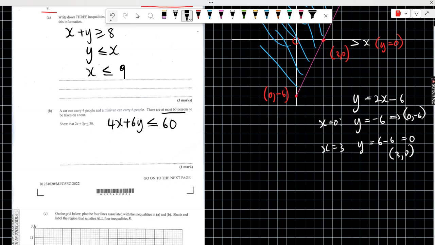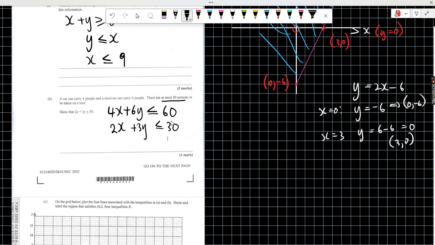And what do we do to simplify? We simply divide through by 2. And so dividing by 2, we get 2x plus 3y is less than or equal to 30. Right? Yes, sir. So these topics require you to reason. You're given worded expressions and you're expected to translate them into mathematical expressions, equations, or inequalities. Okay?